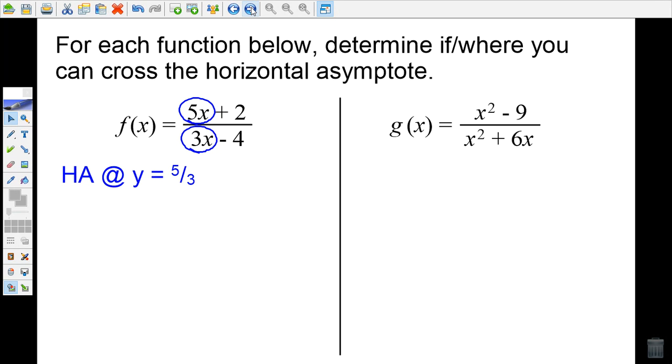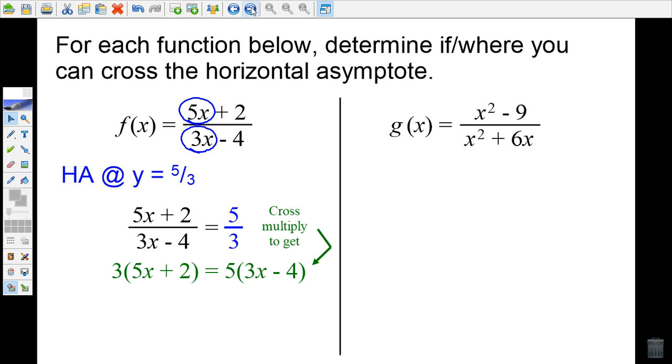Now that I know where my horizontal asymptote is, I'm going to take my function and set it equal to that horizontal asymptote. I'm essentially saying, instead of y equals or f of x equals, I'm saying 5/3 is equal to this. Now I want to cross multiply. I take the 5x plus 2 and multiply it by the 3, diagonal down to the right. Then I take the 3x minus 4 and multiply it by the 5, diagonal up to the right.